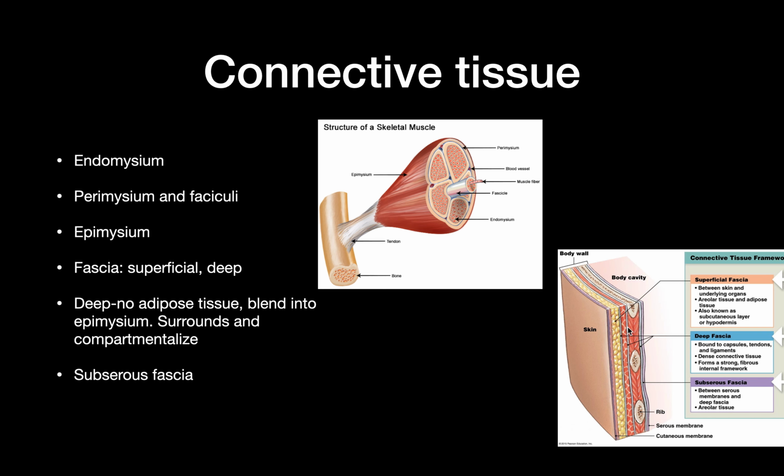And then the deeper fascia is bound to the capsules and the tendons and the ligaments, and they form a strong fibrous network. And then they have a role in surrounding the muscles and compartmentalizing them and binding them into the functional groups. Deep to that is the subserous fascia, and those generally secrete serous fluid.